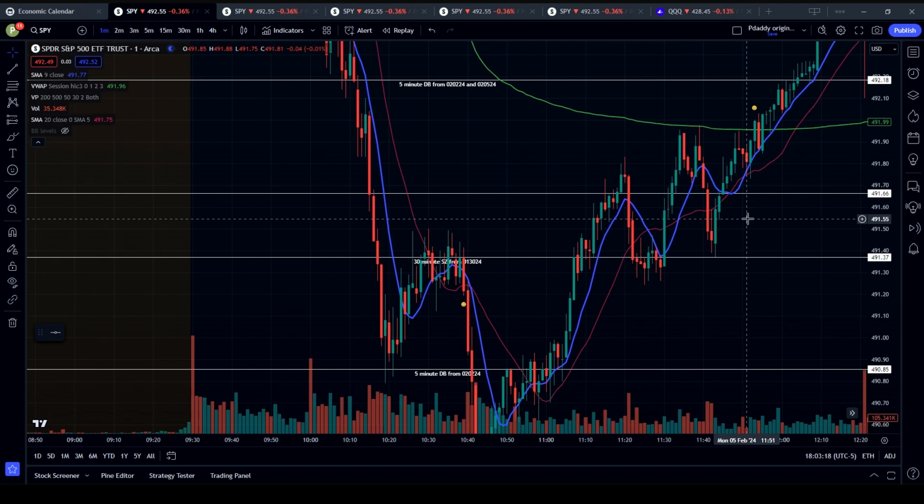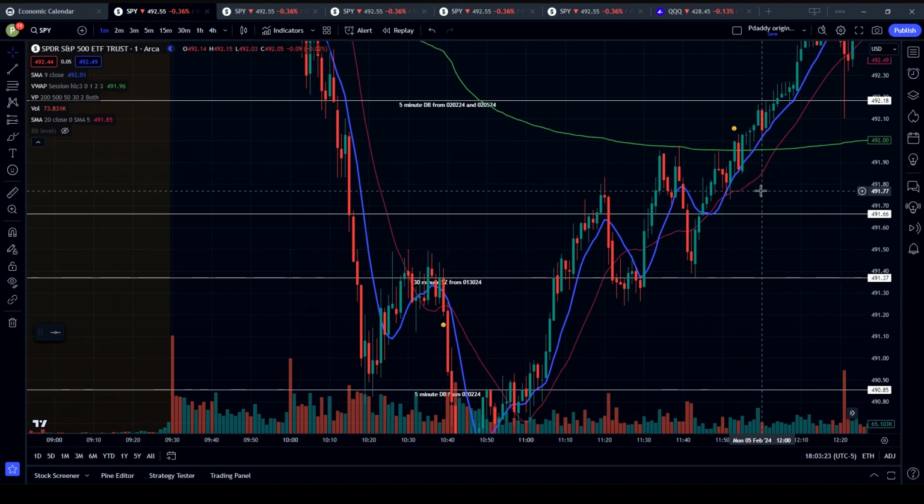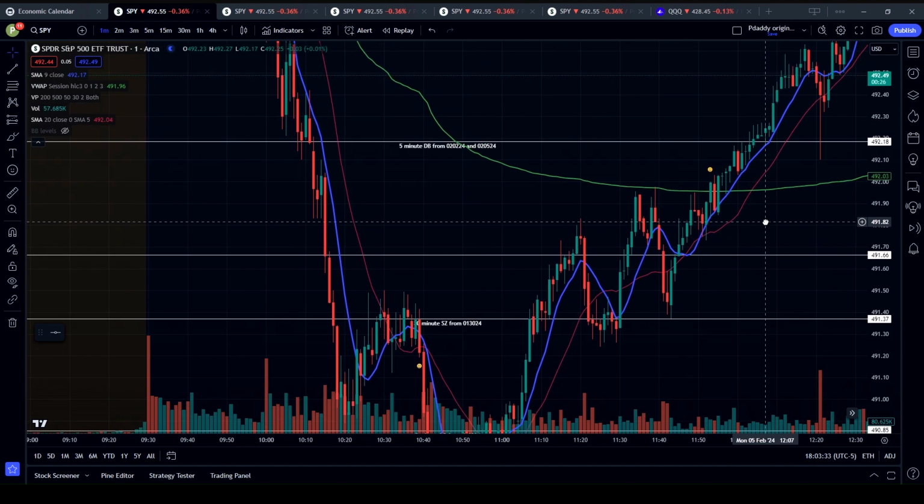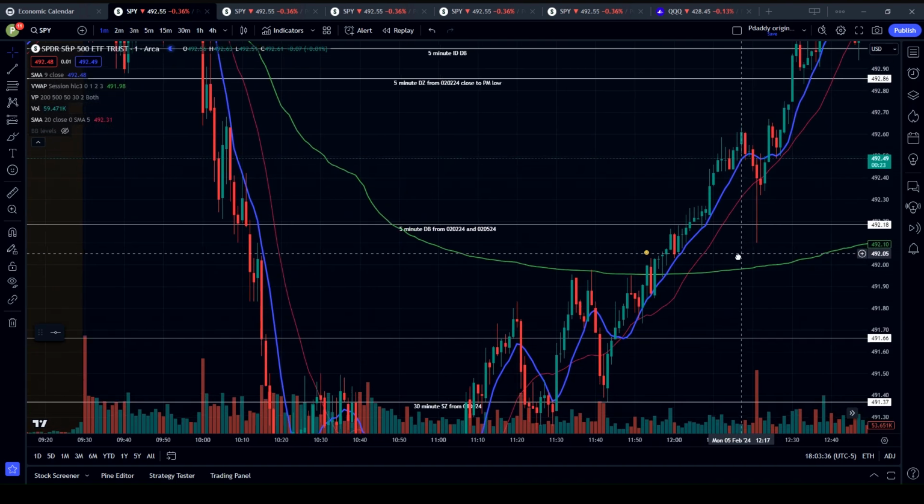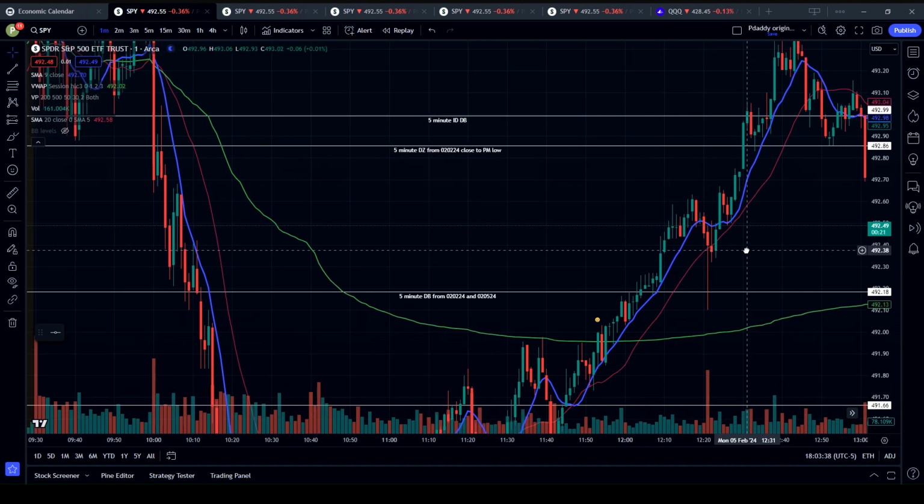But what I did do, so we had this cross up here, cross up here, third cross back to the upside. I said, you know what? If we can breach and hold above VWAP, I am going to play this back to the upside. And I did. Beautiful trade back to the upside.